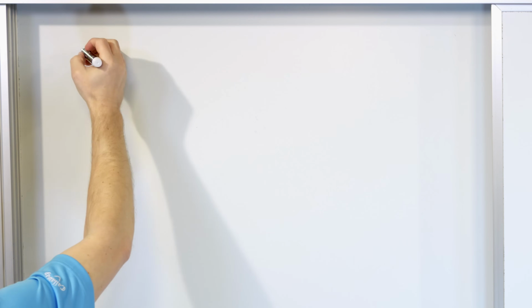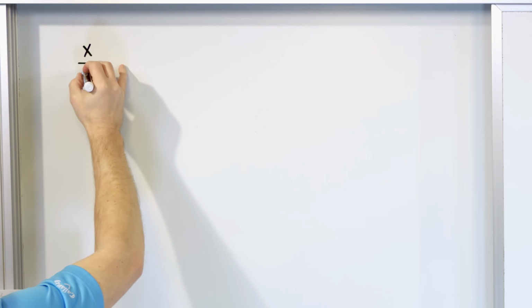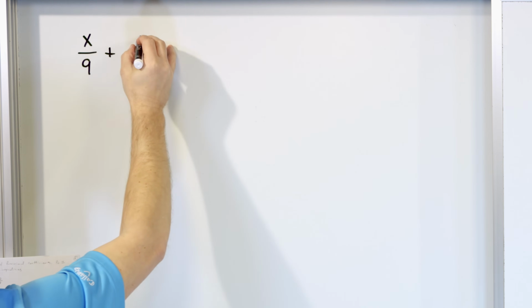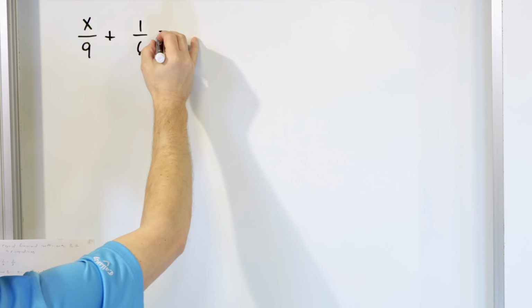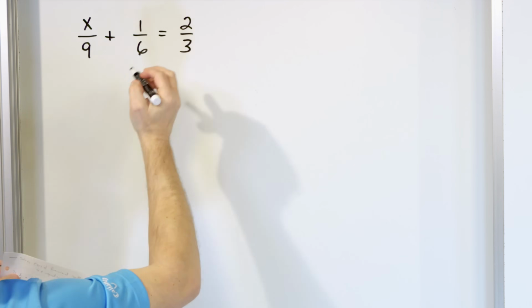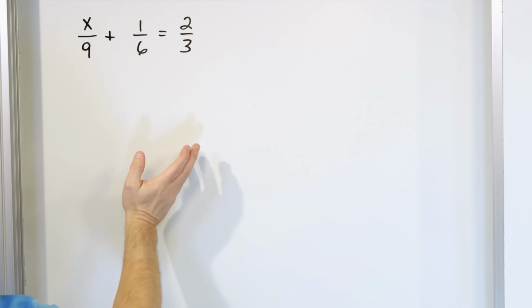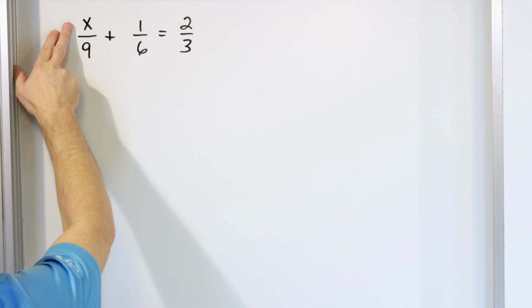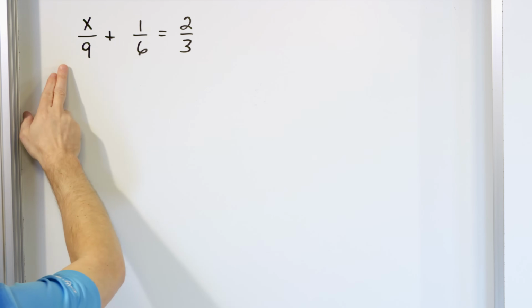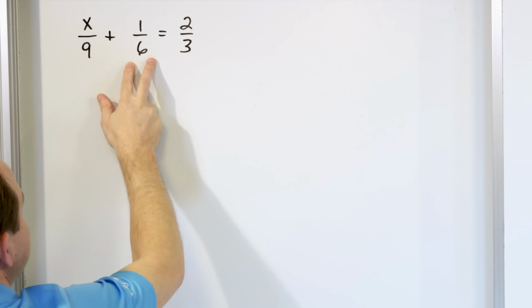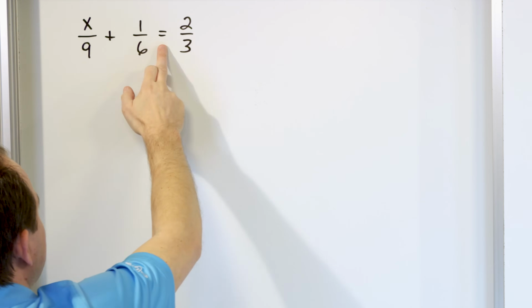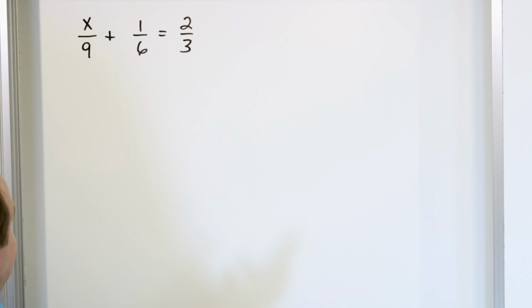So for our first equation, it might look something like this. Let's say we have x over 9 plus 1/6 is equal to 2/3. Now, really, the only reason that this equation is a little more challenging to solve than a regular equation in algebra is because of all the fractions. Notice you have something with the x variable, you have the 9 on the bottom, plus a number, but this number just happens to be a fraction, equals another number, and this number also happens to be a fraction.